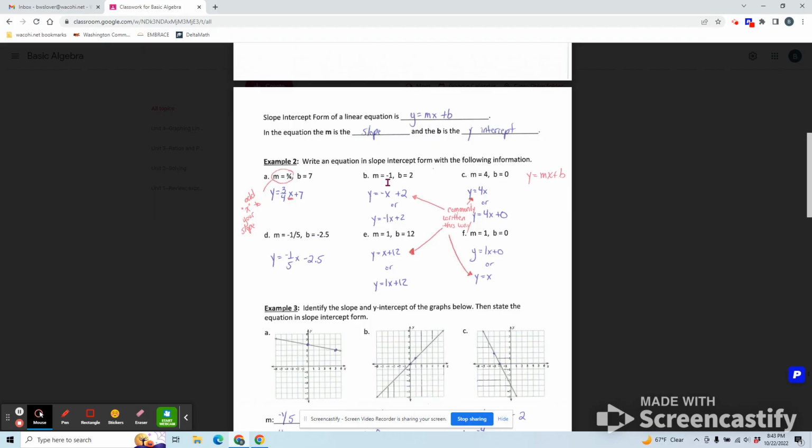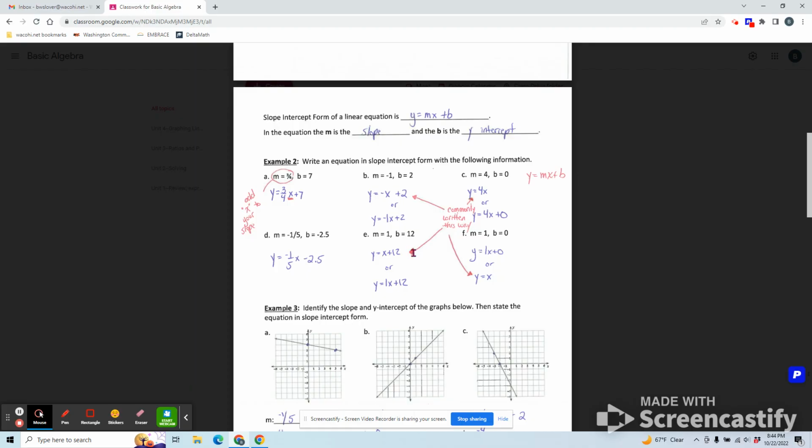Letter B, I have slope of -1 and a y-intercept of 2. So I write my equation, -x plus 2. Now in red, I have this arrow, so this is commonly written this way. Most of the time, I'm going to write it like this, or other math teachers are going to write it like this. That doesn't mean it has to look like that. You could write it like this, y equals -1x plus 2.